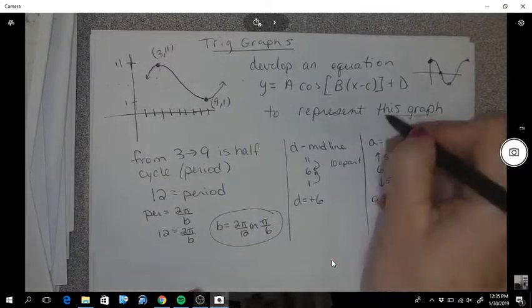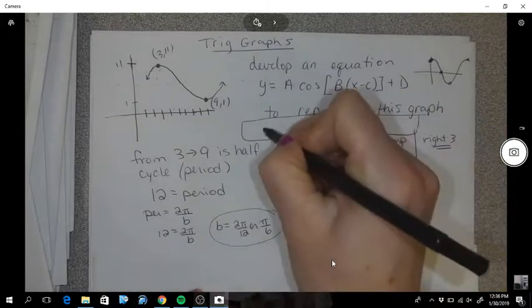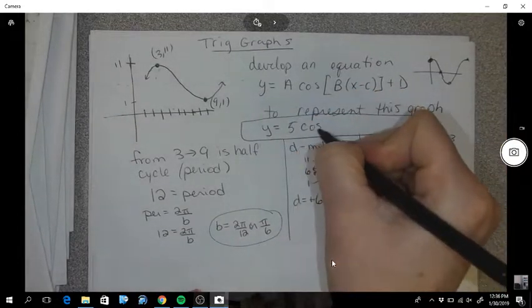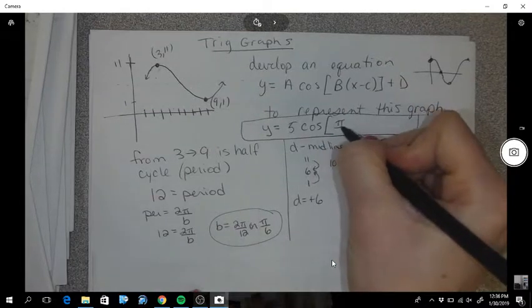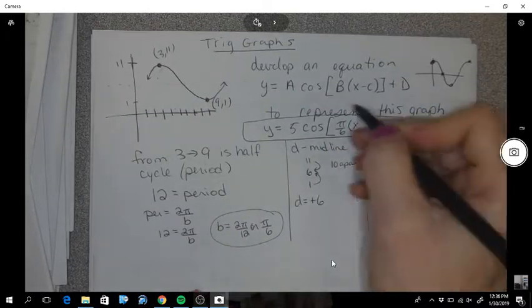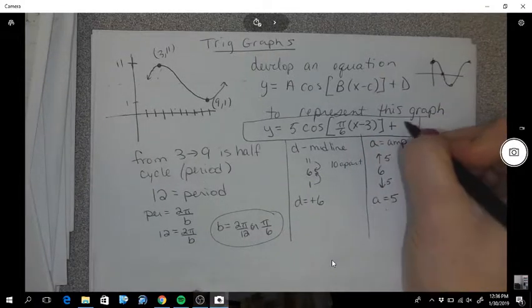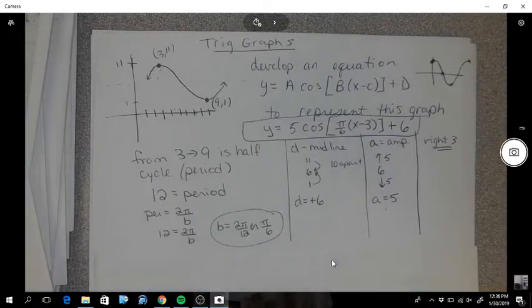So our final answer would be y equals, and we did our a, so that's 5 cos of b x. To go right, we need to subtract 3, and then our midline was at 6.